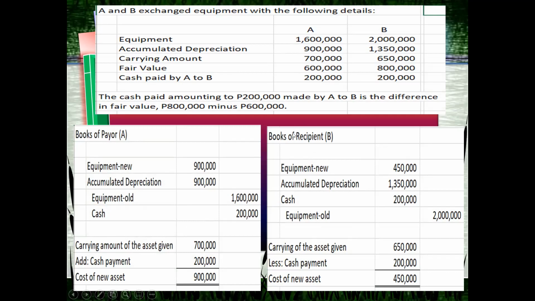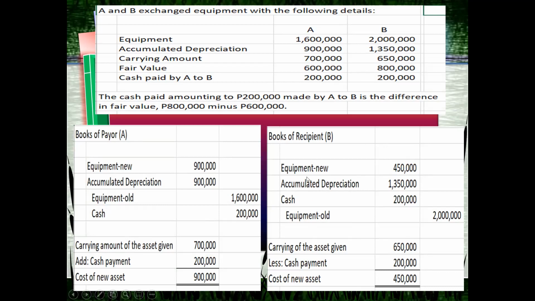So for the recipient naman na books, kay B for example, dito ang kanyang debit na equipment ay 450,000. So saan galing ang 450,000? Yun din, no? Your asset given up or the carrying amount of the asset that you have given up is 650,000. So deduct lang natin yung cash payment na 200. So the cost of your new asset will be 450,000.